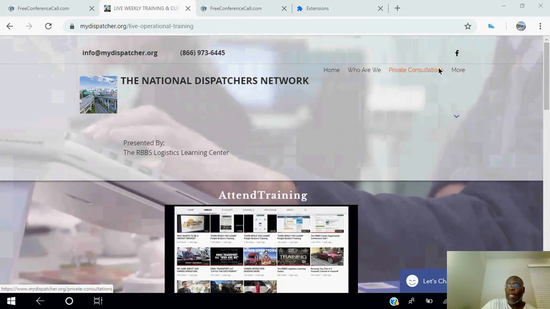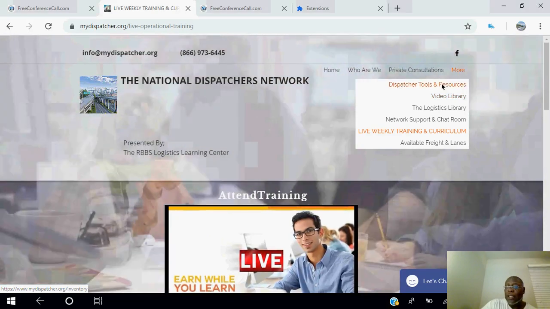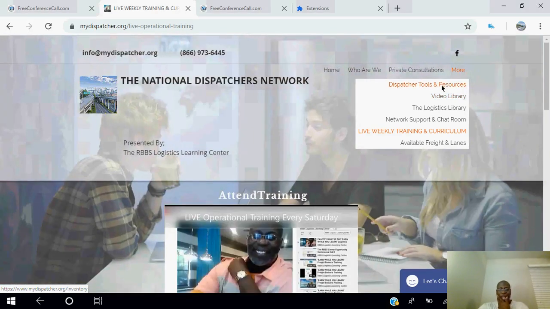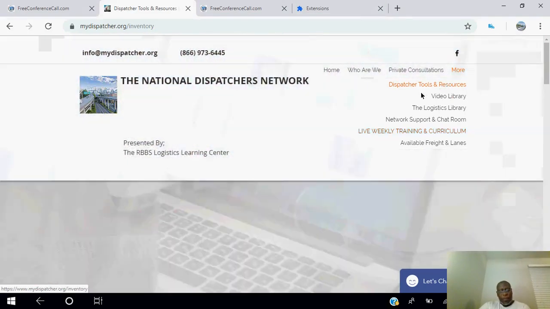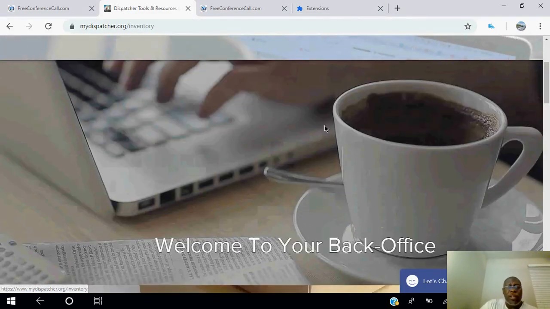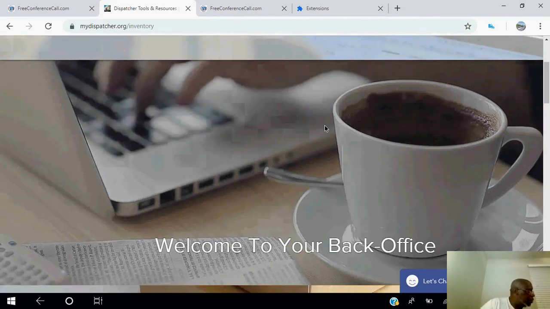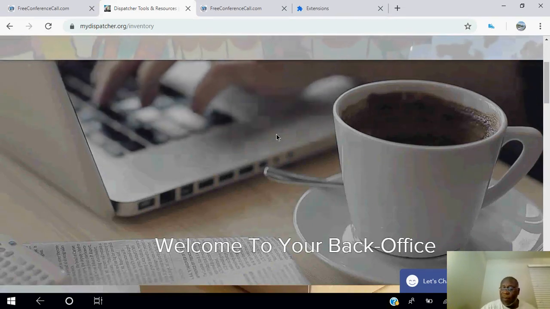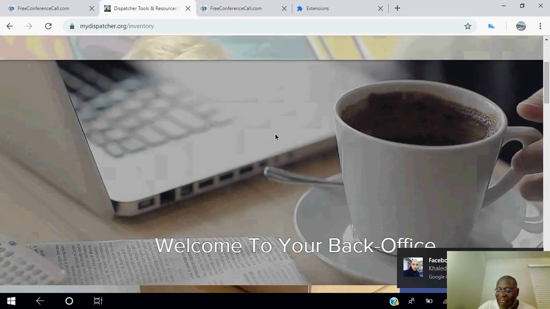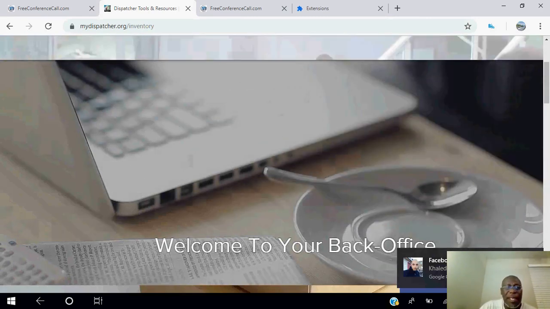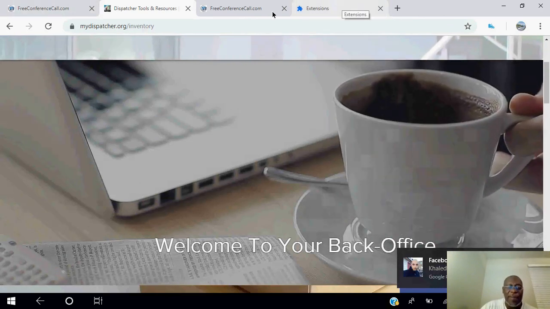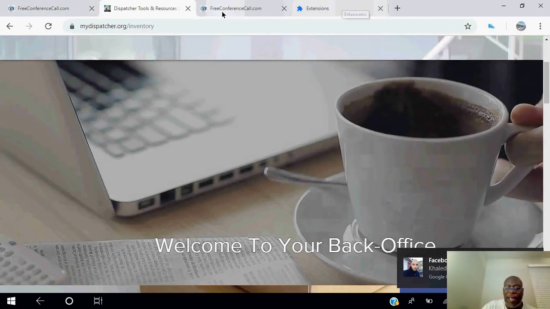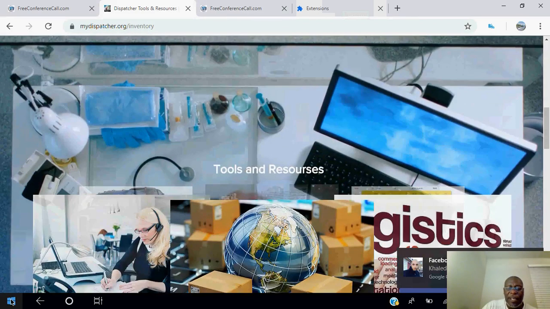So we're going to go to the back office site, and you are going to go to your dispatcher tools and resources. Our back office site, by the way, is mydispatcher.org. After you log in, get into the tools and resources, and then you are able to get into your back office there. Let me let them know that this is on Firefox.